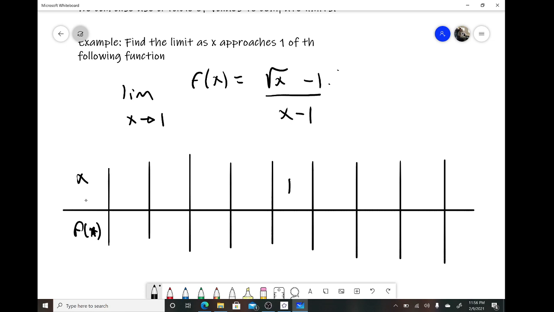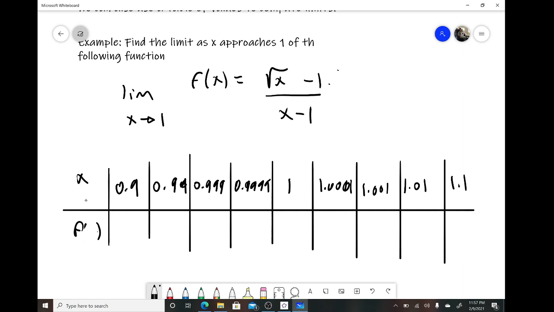So let's see. The first number that I'm going to use will be 0.9. And the second one is going to be 0.99, and 0.999, and 0.9999. So you can see I'm getting very, very close to 1. And from the right side, meaning numbers bigger than 1, I'm going to do 1.0001, 1.001, 1.01, and then 1.1.